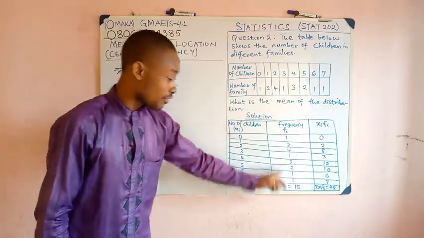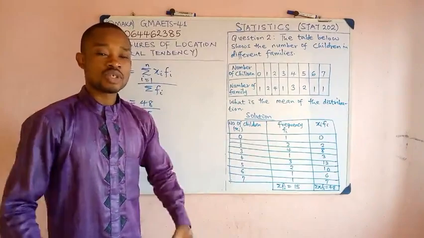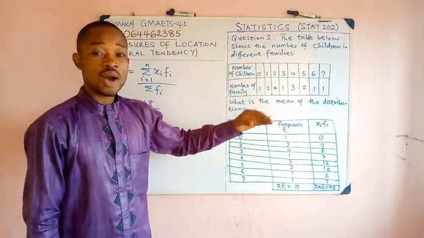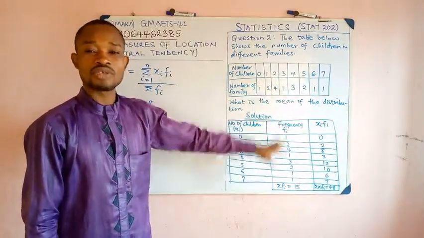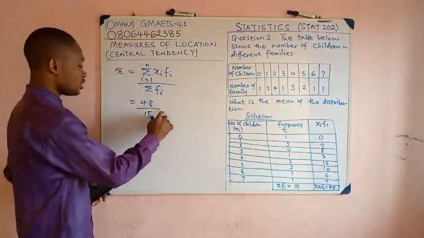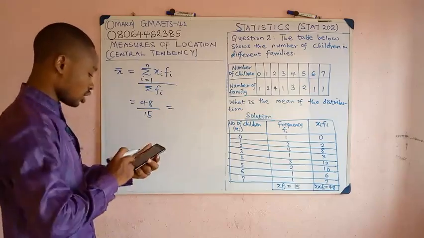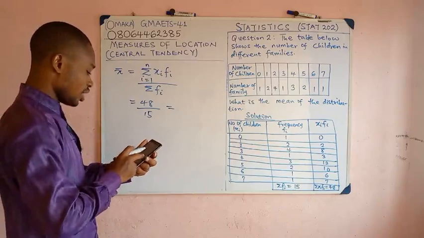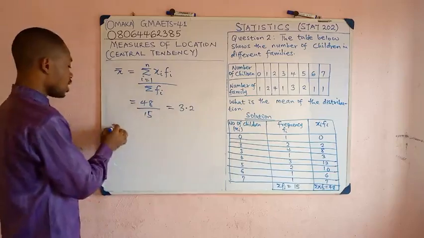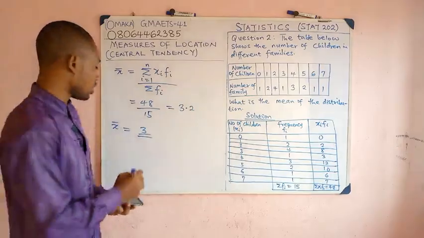Now once you do the summation of frequency, it tells you the number of the distribution you're dealing with. So here there were actually 15 families that were surveyed to know how many children each of them has. If you divide 48 by 15, what will you get? Punch your calculator: 48 divided by 15 gives us 3.2. So the average number of children that a family has is approximately equal to 3.